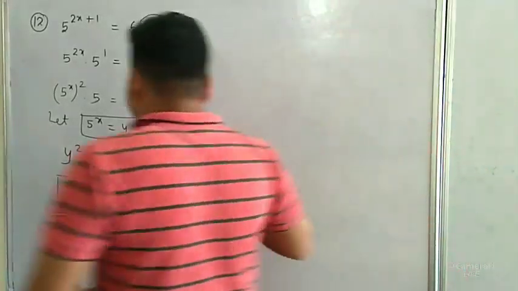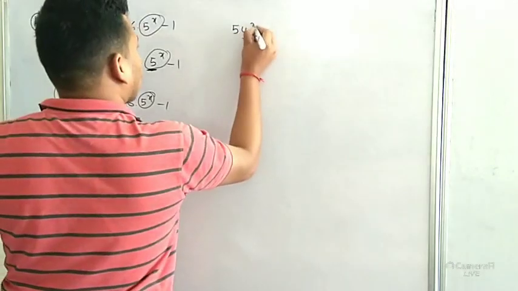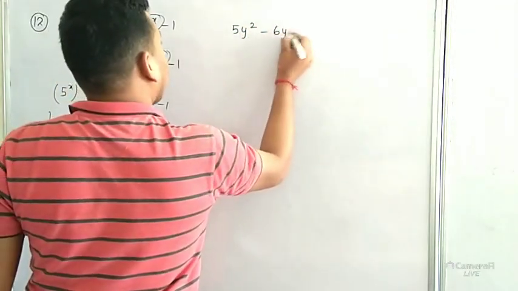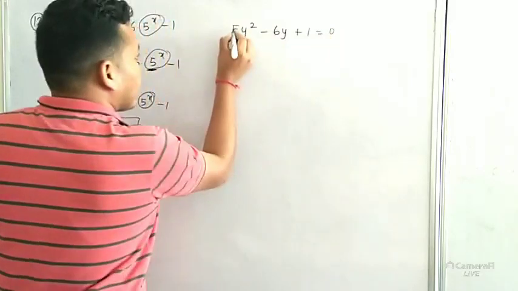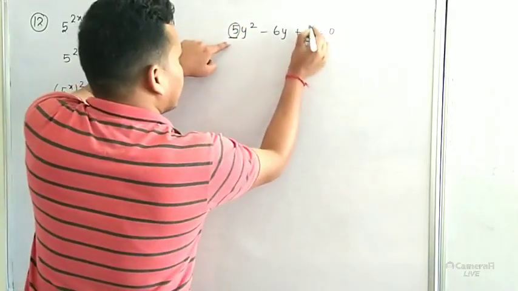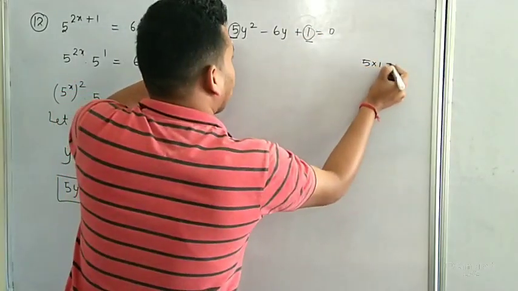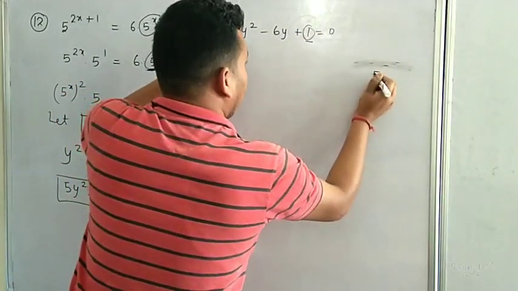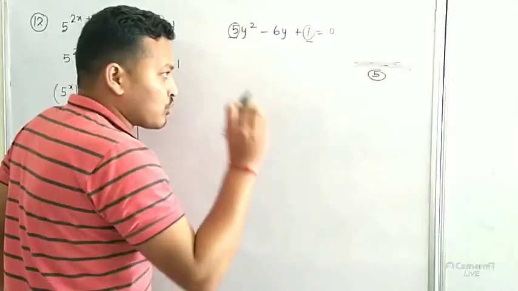तो देखो क्या करते हैं, quadratic equation is 5y square minus 6y plus 1 is equal to 0. Find the product of this and this number. So it is 5 × 1, 5 आ रहा है. तो now break this 5 in the two number.